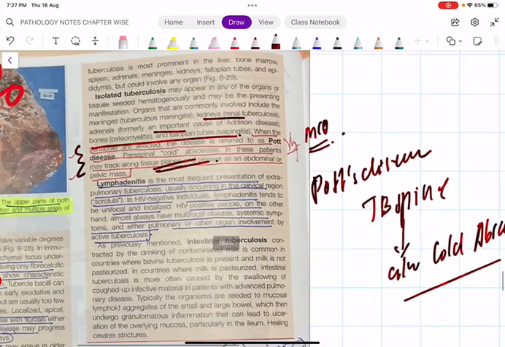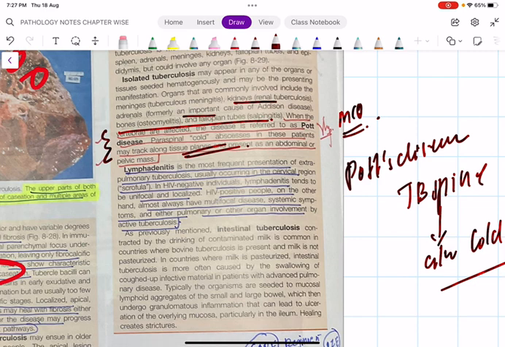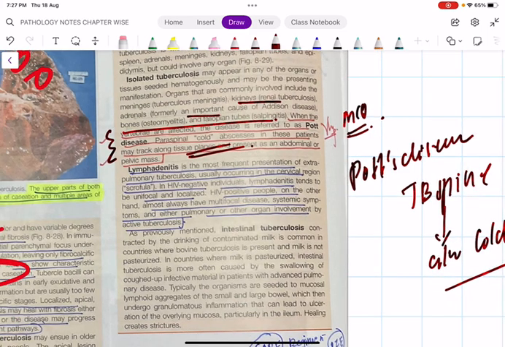Then lymphadenitis. That is very, very important. Cervical lymphadenitis is one of the most common clinical manifestations of TB. What do you mean by extrapulmonary tuberculosis? Other than the lung parenchyma and pleura, there will be lymph node enlargement, granulomatous lymphadenitis, all these. Lymphadenitis is one of the most common clinical manifestations. So if a patient, a chronic smoker, comes to the OPD with cervical lymph node enlargement, that indirectly indicates that he may be having TB.